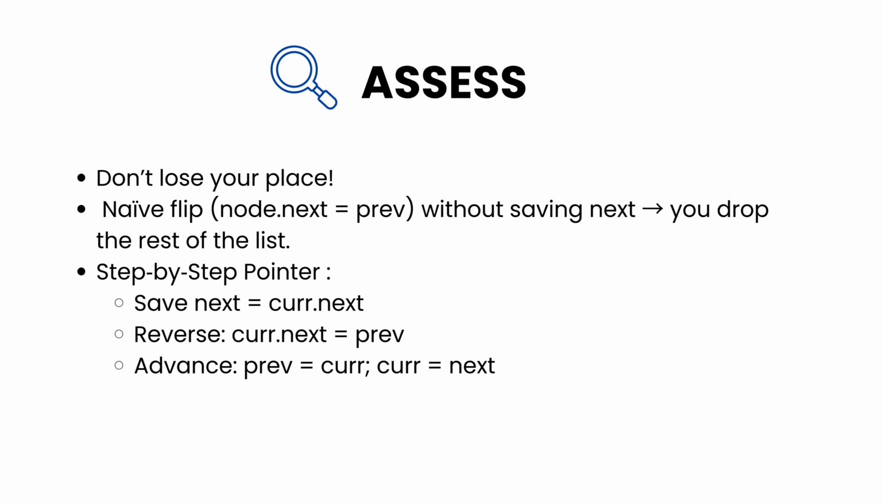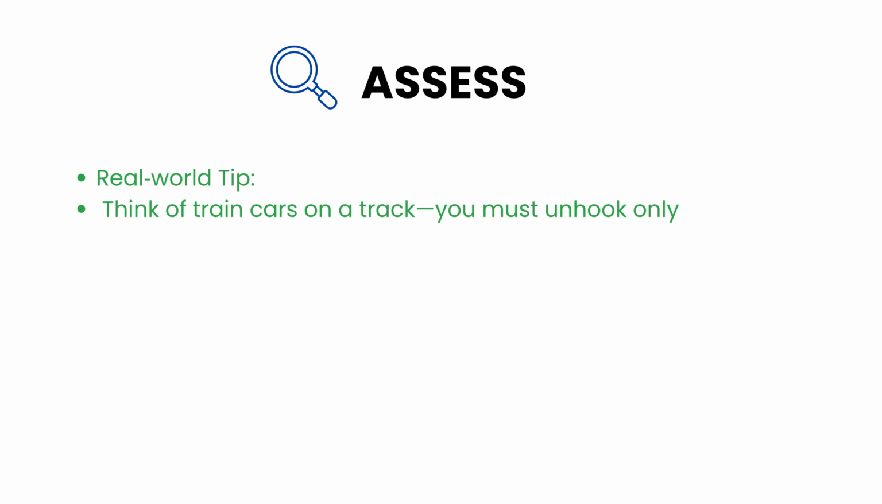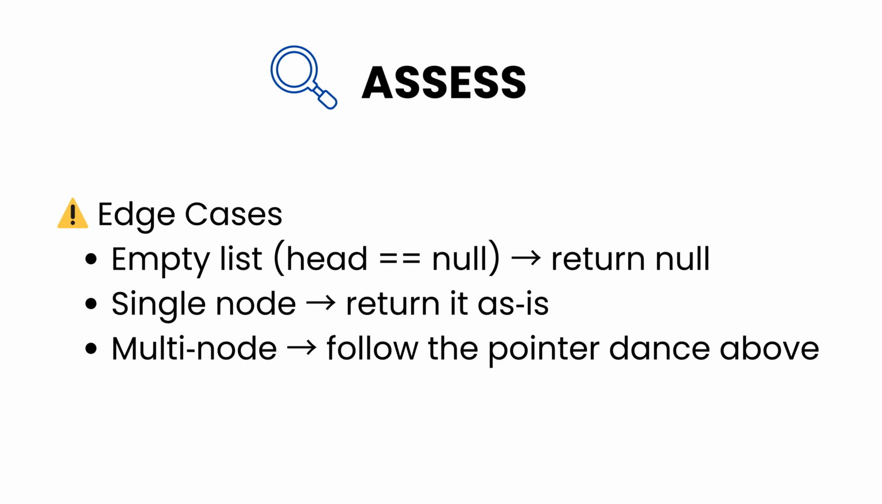Let's go even deeper. Imagine you're physically turning each train car around on a track. If you detach a car without remembering where the next is, you'll derail. That's why you always store the next node before changing any links. Edge cases? Empty list, head equals null. Single node, should return the same node. Classic multi-node lists. Here's the plan.